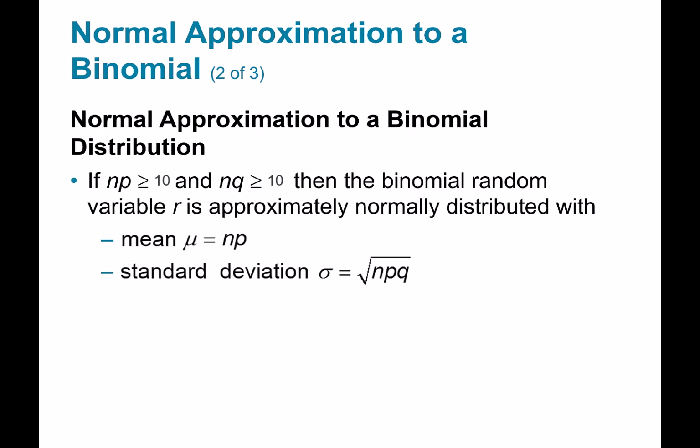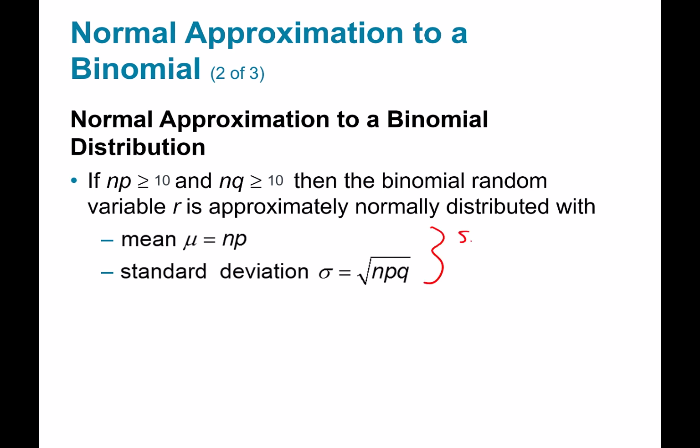So what has to happen? np has to be greater than or equal to 10, and nq has to be greater than or equal to 10. So that's the first thing you want to check: np is greater than or equal to 10, nq is greater than or equal to 10. If this is true, then the binomial distribution, so call it R, can be approximated with a normal distribution that has mean mu equal to np and standard deviation sigma equal to the square root of npq.